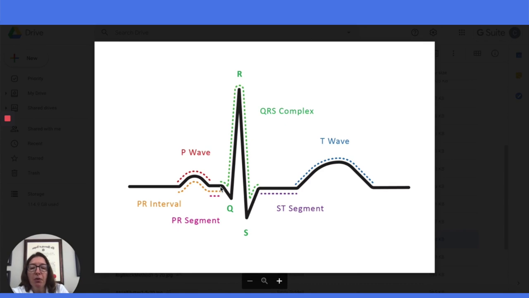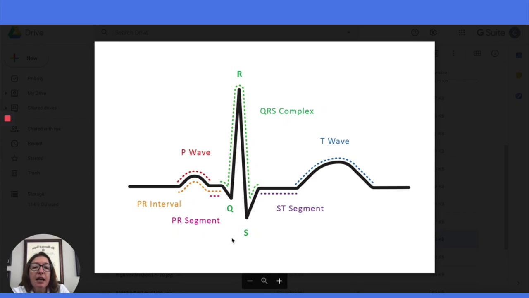Then the impulse travels down to the AV node where there is a delay to allow the blood from the atria to empty into the ventricles. So this delay or pause is reflected as this flat line after the P wave, which is the PR segment. Then the impulse travels rapidly to the bundle of His, and then to the left and right bundle branches, and then to the ventricular myocardium. This causes the ventricular myocardium to depolarize, which causes the ventricles to contract. So the QRS complex here represents the time where the ventricles are depolarizing.